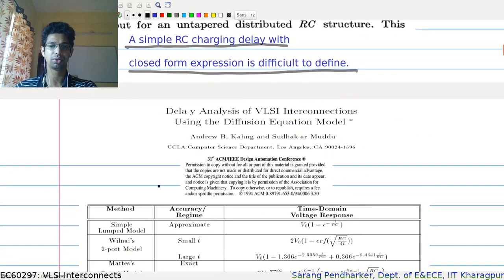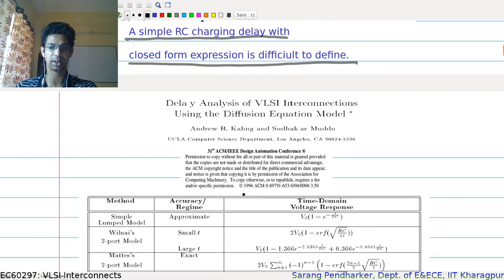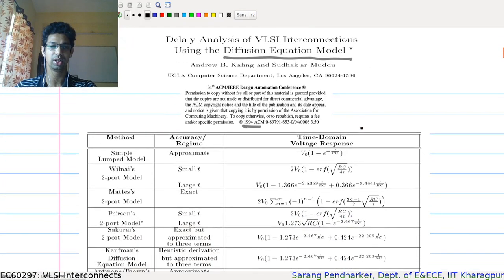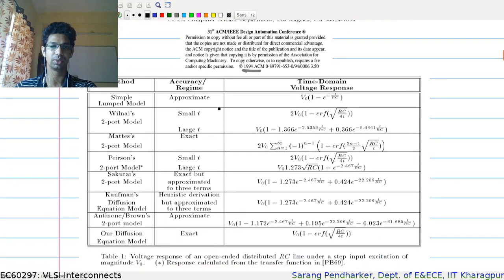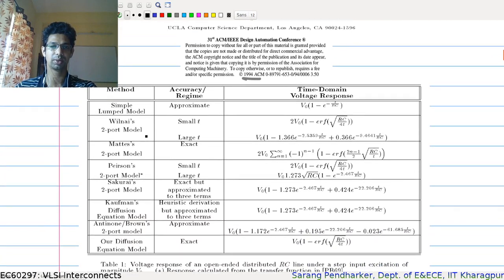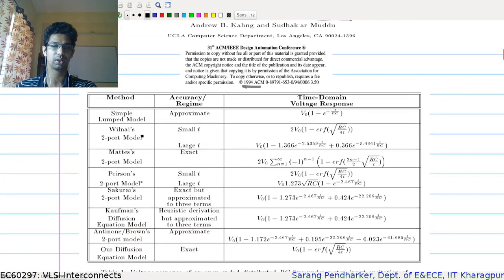Let me refer you to another paper. This is from, I think, 1994. In this paper, there is a delay analysis of interconnects using the diffusion model, and you will find a table where several different methods of approximating or estimating the output voltage and the delay were given.